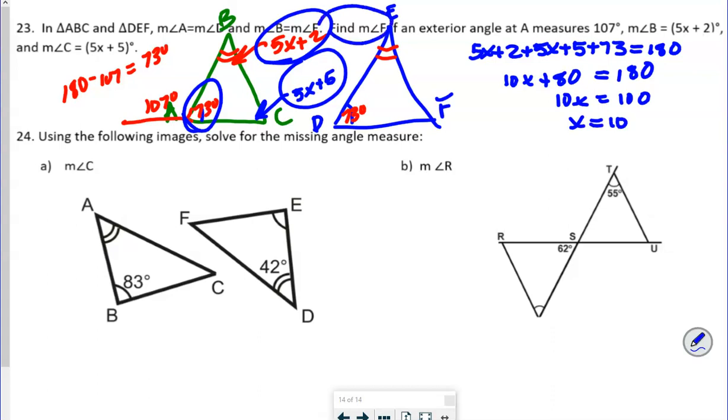Y'all see this right here? Find the measure of F. Right there. That's what it's asking us. There's F, okay? That's what it wants us to find, is this angle right here. Y'all got me? This one right there, okay? That's the one we're supposed to find.